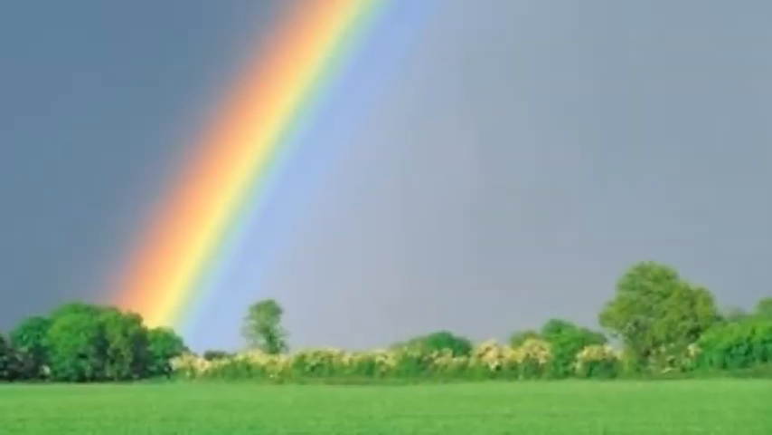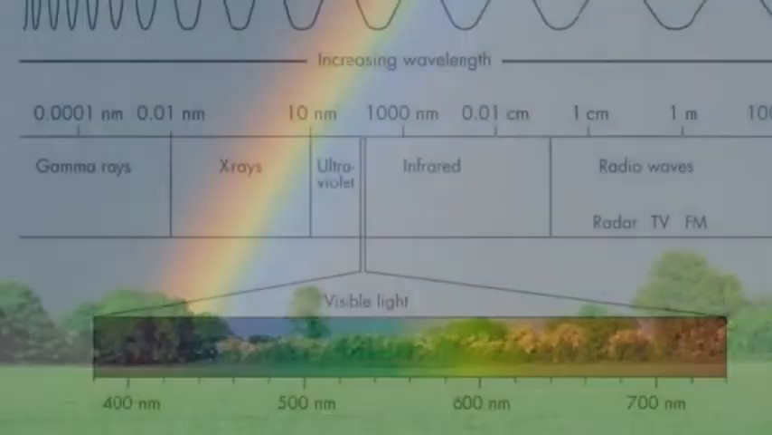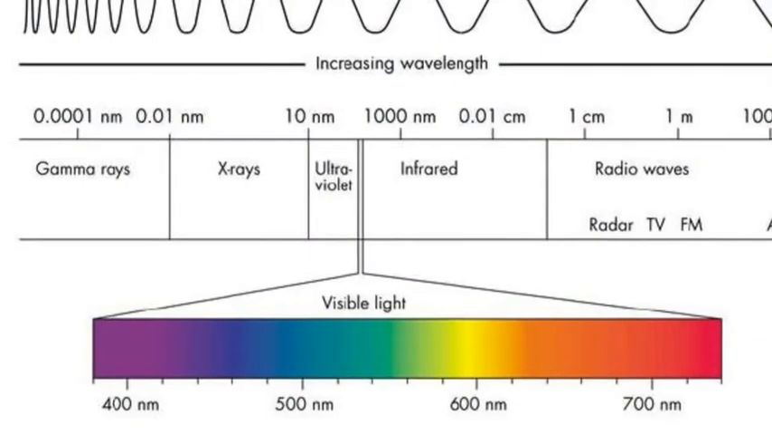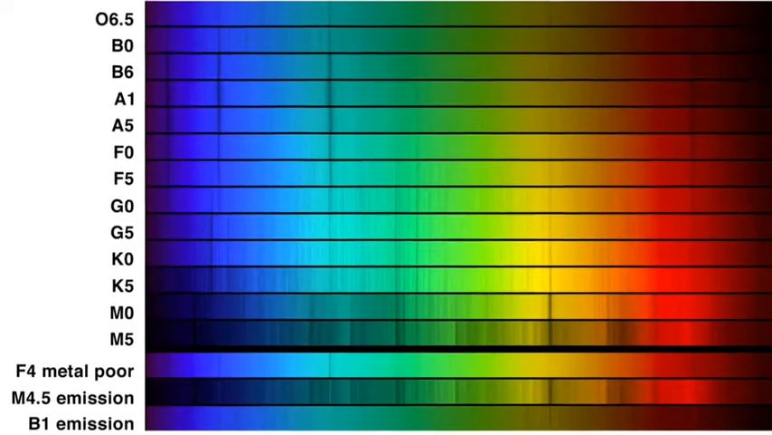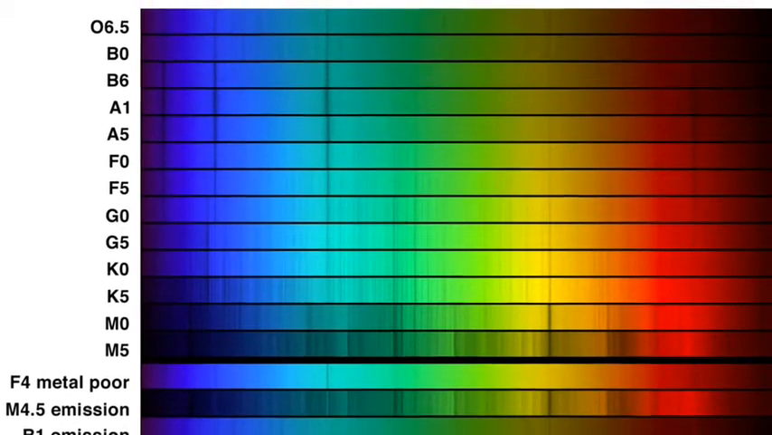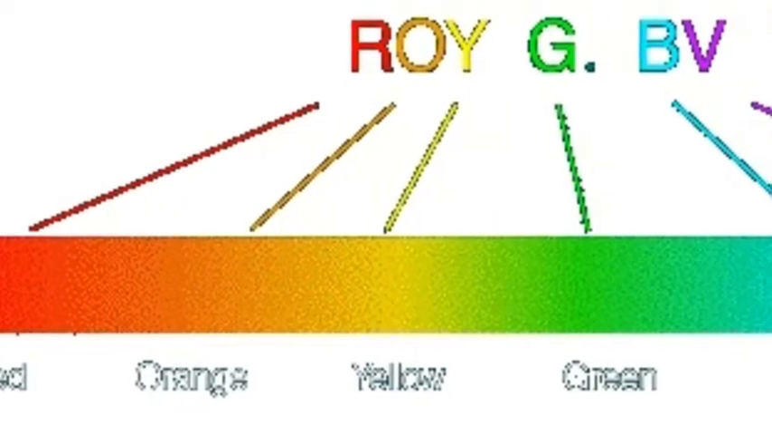Well, the visible light spectrum is the portion of the electromagnetic spectrum that is visible to the human eye. The light spectrum goes from 350 nanometers to 750 nanometers, or 400 to 790 terahertz. The colors that are visible are red, orange, yellow, green, blue, and violet, or ROY G BIV.